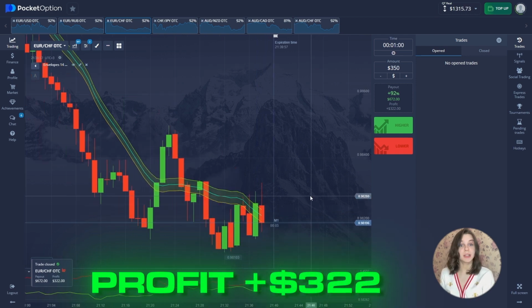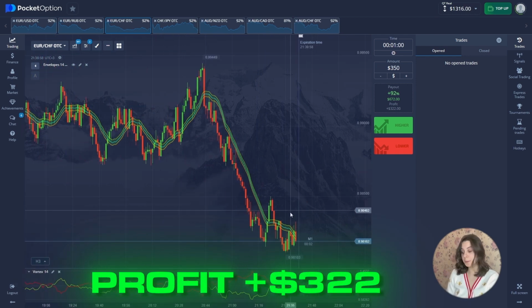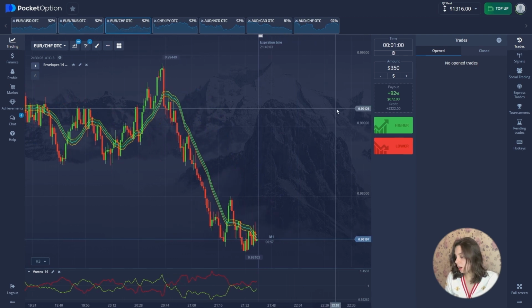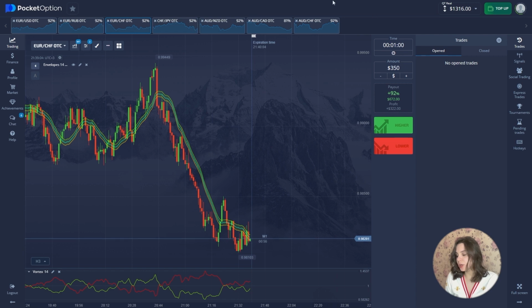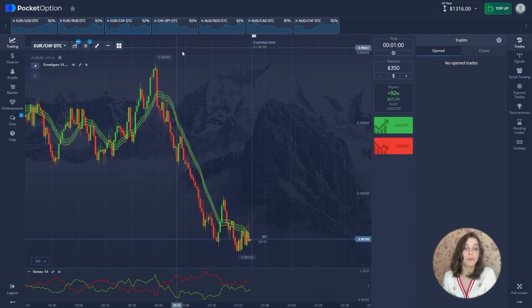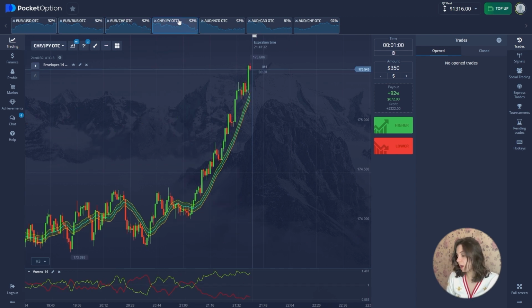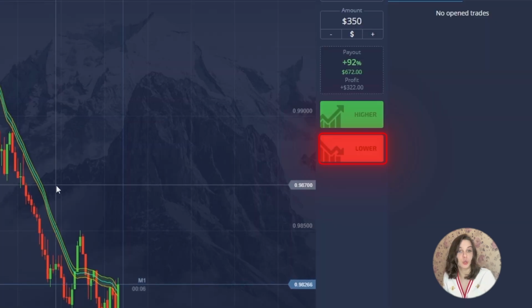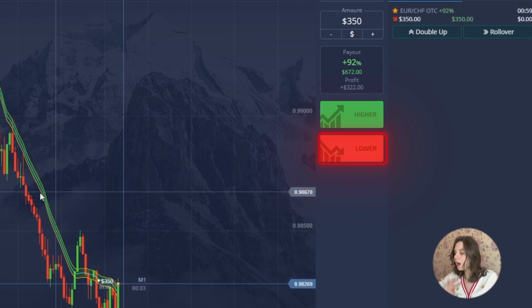Yeah, great, this deal closes in a plus, like all our previous ones, and we already have $1,316. Let's move on to the fourth currency pair, and I suggest that we open a deal here quickly on a downgrade and proceed to the general analysis.